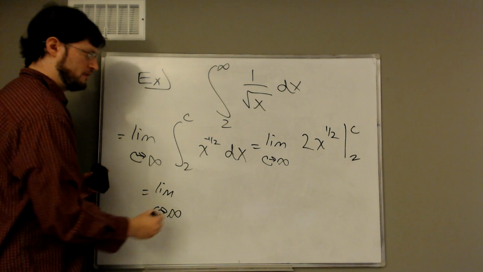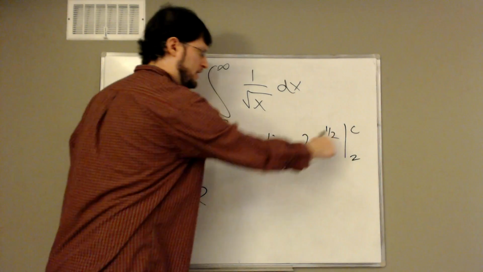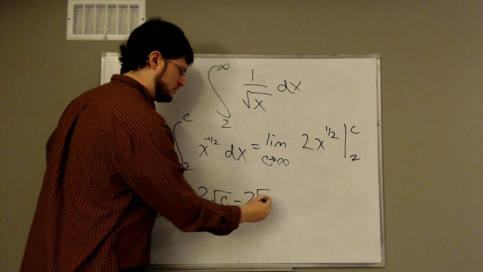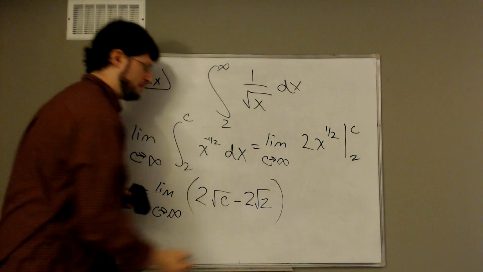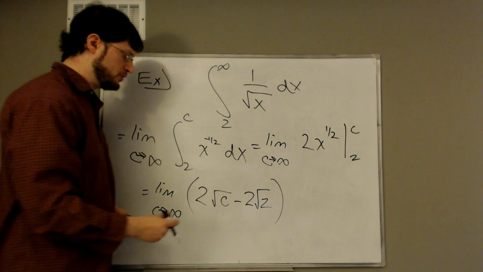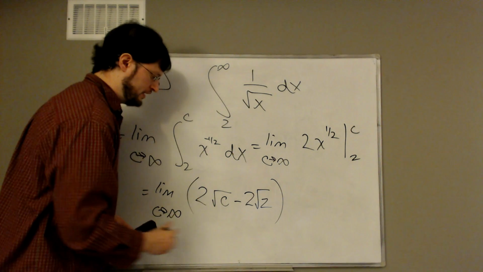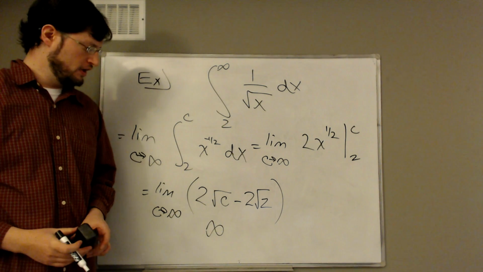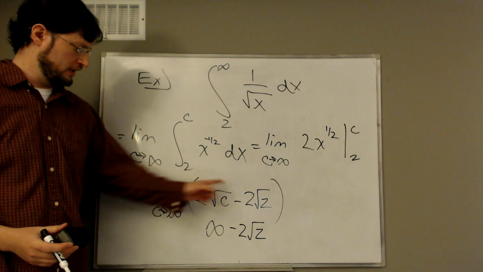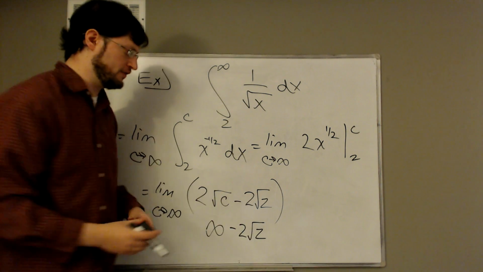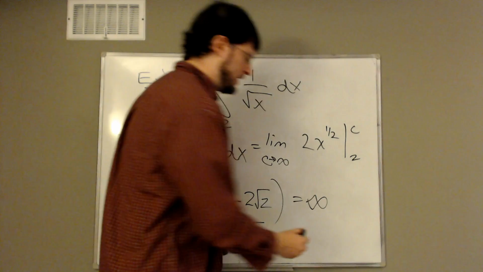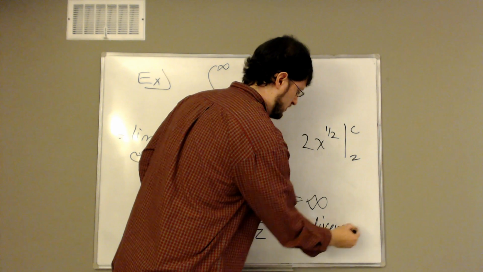Limit as c goes to infinity of 2, when I plug c in, and 1/2 power is square root, so 2 square root c minus 2 square root 2. And then I need to say what happens as c goes to infinity. Well, as c goes to infinity, the square root of c also goes to infinity, because if I take the square root of bigger and bigger numbers, I get bigger and bigger numbers. So this goes to infinity, and this is still just minus the square root of 2. But if I take the limit as c goes to infinity, this is still just infinity, because I'm subtracting off a finite number from infinity. So I get infinity back, and the integral diverges.